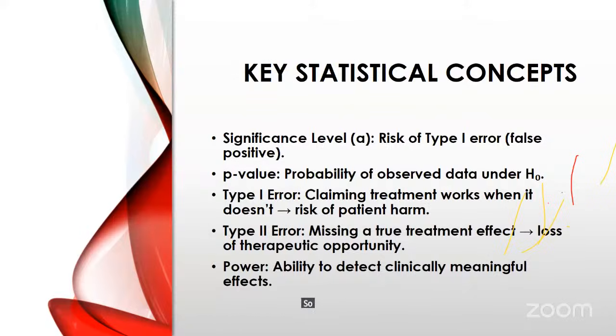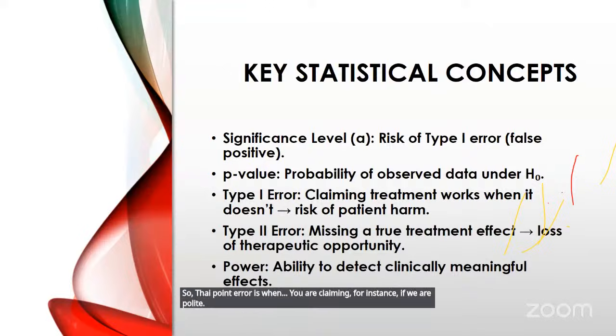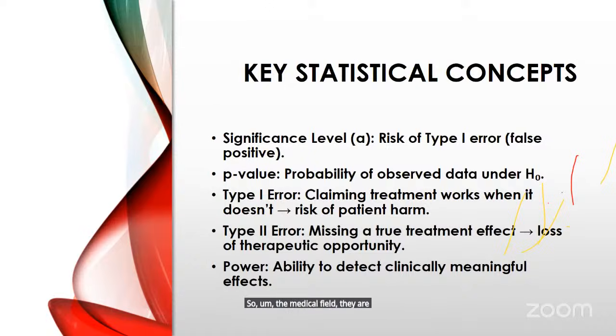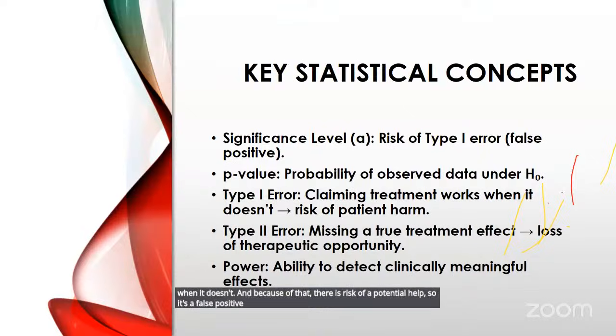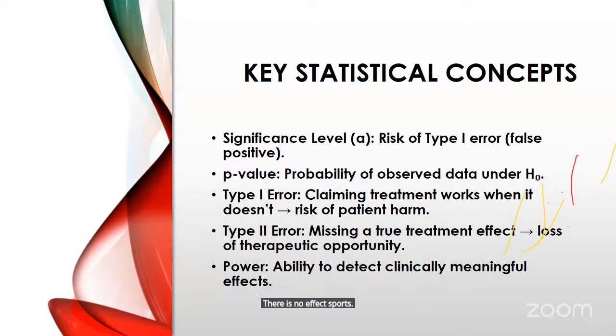So type 1 error is when you are claiming, for instance, if we apply it to the medical field, that a treatment works when it doesn't. And because of that, there is risk of potential harm. So it's a false positive. It doesn't work, there is no effect, but somehow you think that there is an effect based on what you found. And type 2 error is missing a true treatment effect. And this implies that there will be loss of therapeutic opportunity. Power is the ability to detect clinically meaningful effects.